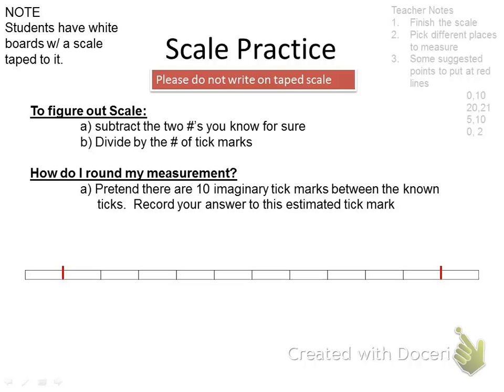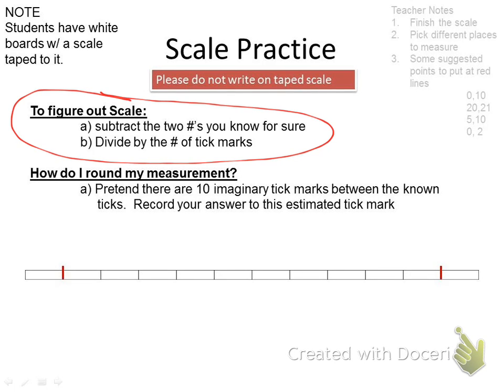Alright, before we start actually measuring things, we need to be able to calculate and figure out scales and know the correct way to round our measurements. So basically set up two rules. One is basically figuring out scales. So, if you see right here, there's two rules to figure out a scale.